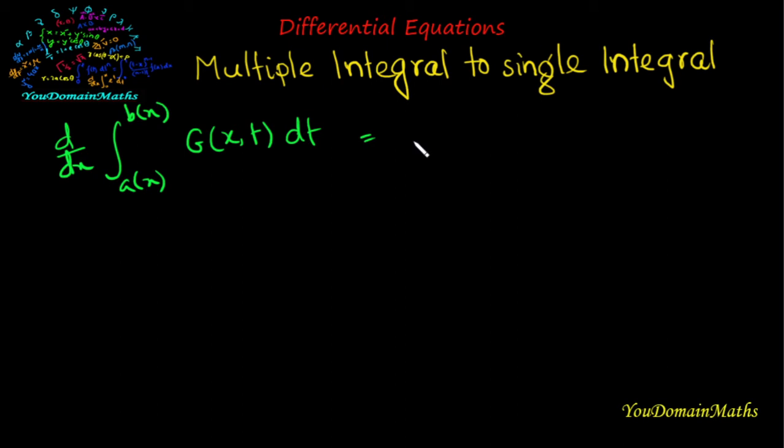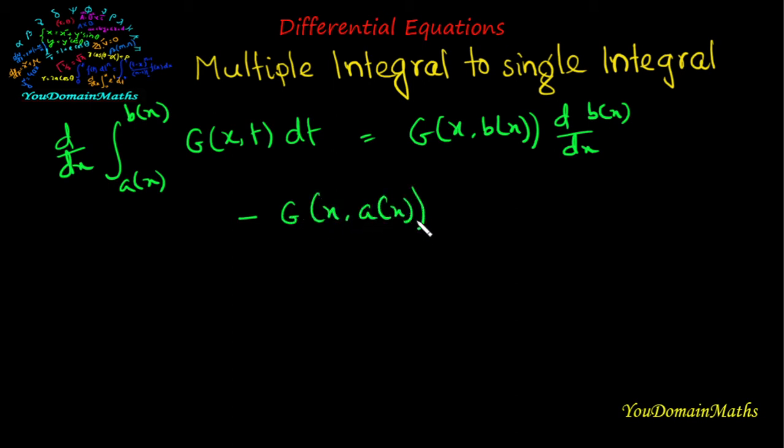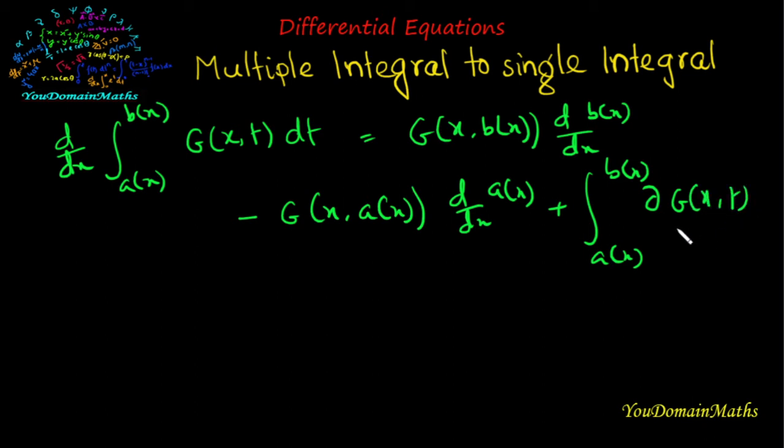So we use this formula: g(x, b(x)) d/dx of b(x) minus g(x, a(x)) d/dx of a(x), plus the integral from a(x) to b(x) of the partial derivative of g(x, t) with respect to x, dt. This is the Leibniz theorem, a very interesting theorem.